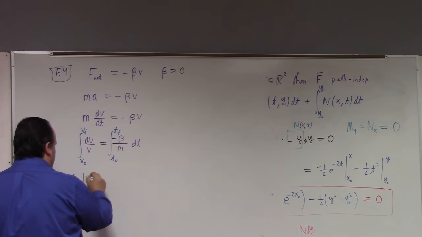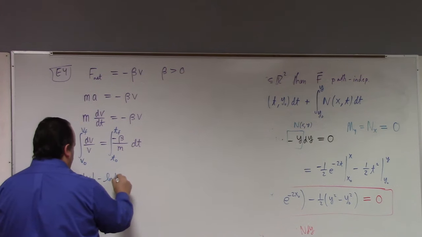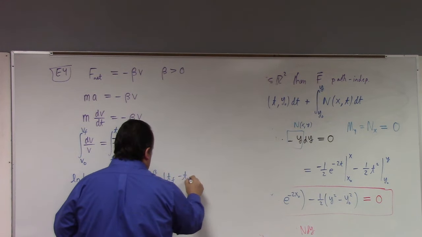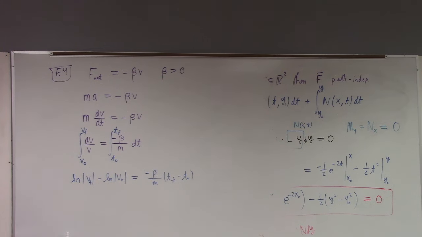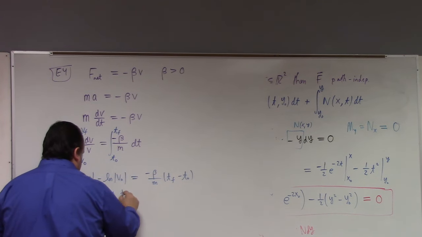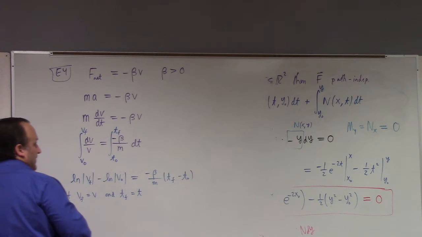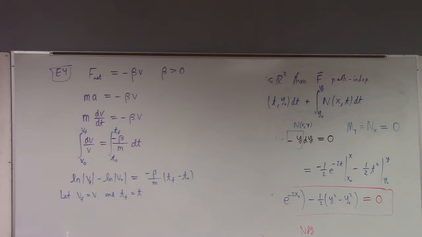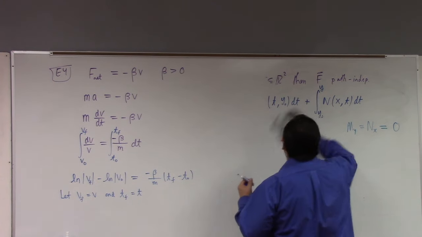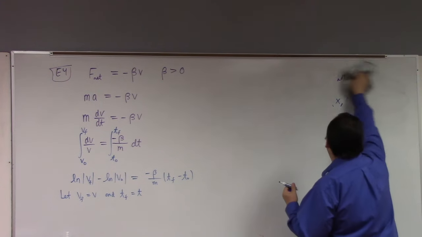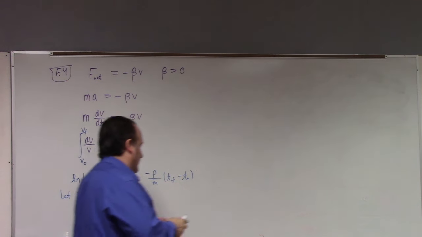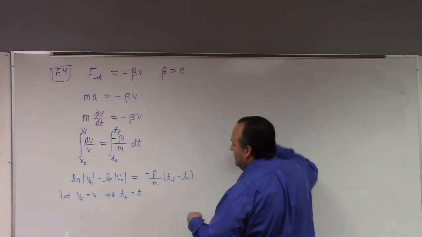Here we go: natural log of the absolute value of vf minus natural log of the absolute value of v naught equals minus beta over m times (tf minus t naught). At this point, let the final velocity be v and the final time be t, just so I don't have to keep writing f. I couldn't make that change before, because I would be conflating the arbitrary but fixed time and velocity we're trying to find the formula for with the variable of integration, which is bad form. So I use vf as an intermediary.